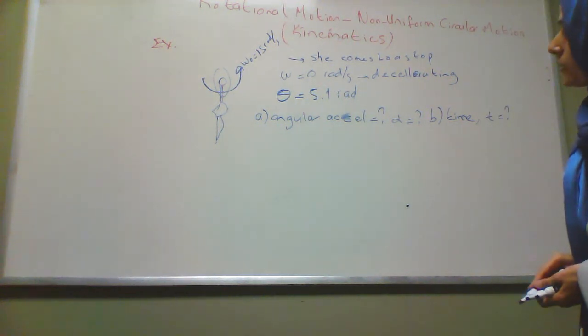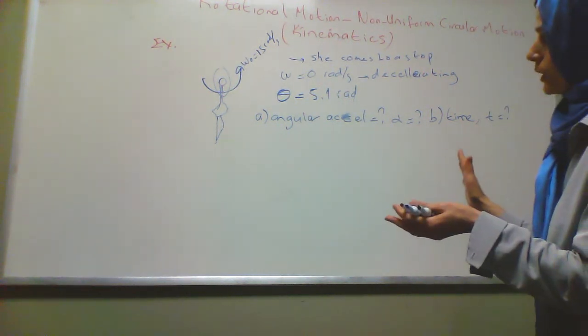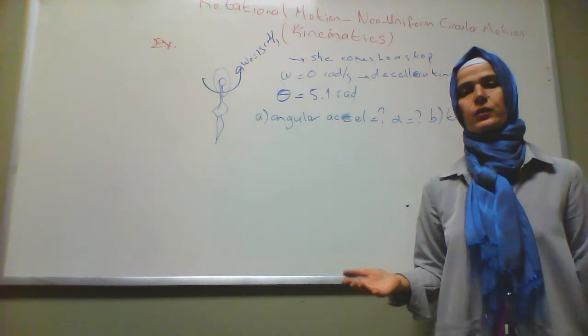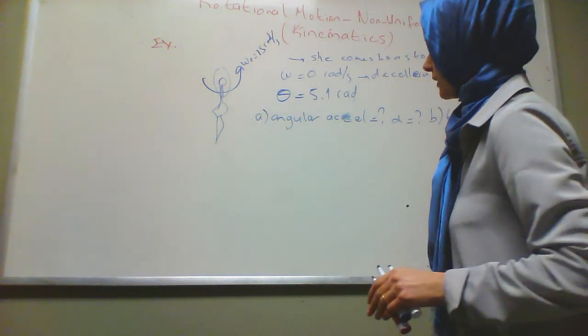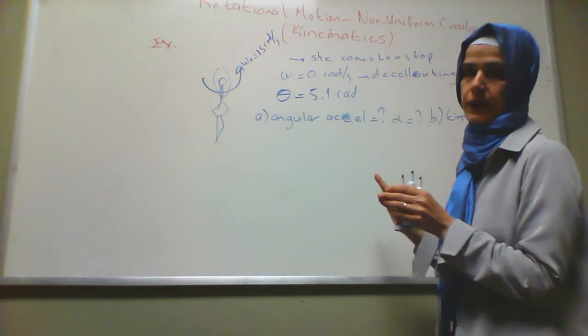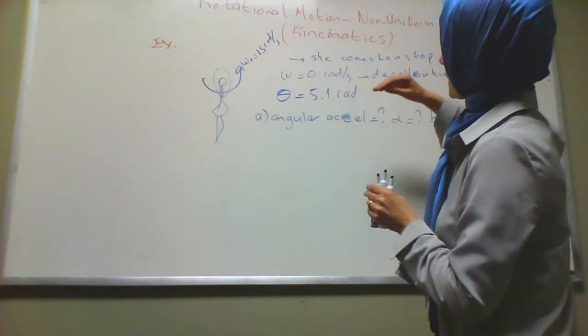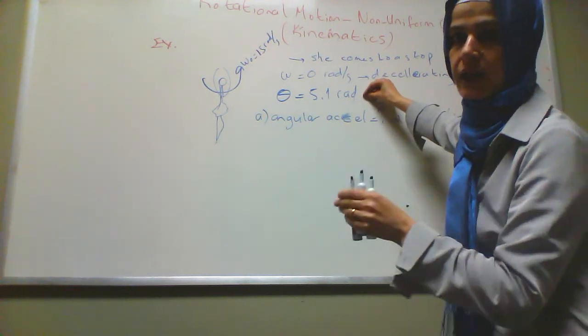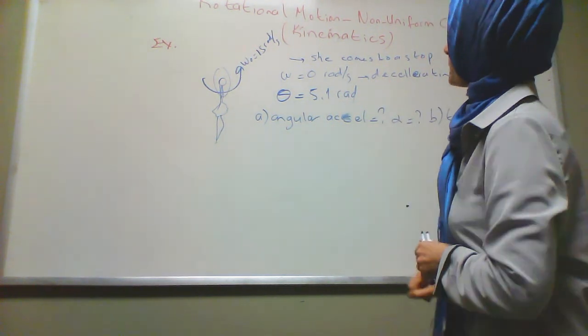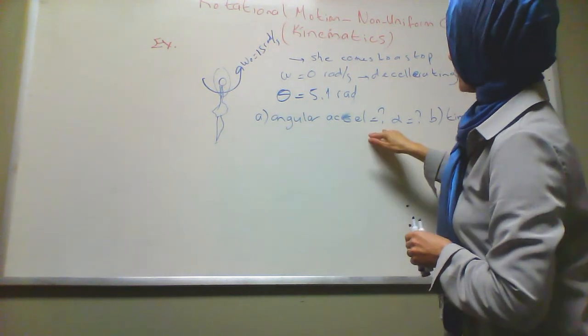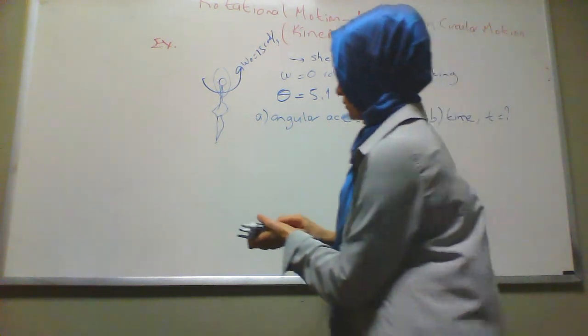Alright, let's think about this now. We have a deceleration. In every equation I'm going to use, I should put a negative in front of terms involving acceleration, which is a rotational acceleration here, angular acceleration, alpha. Now, in the first part, I'm looking for the angular acceleration, right?